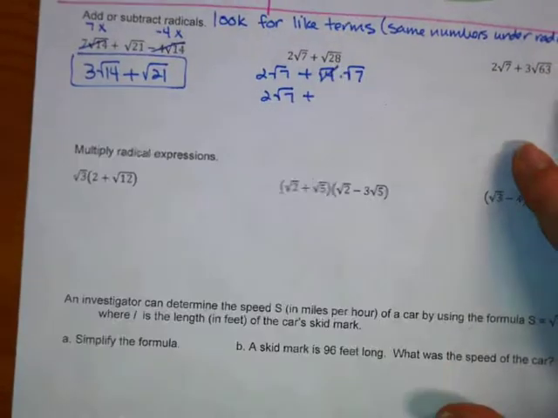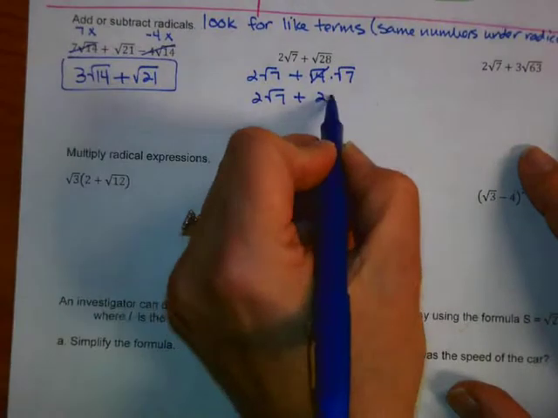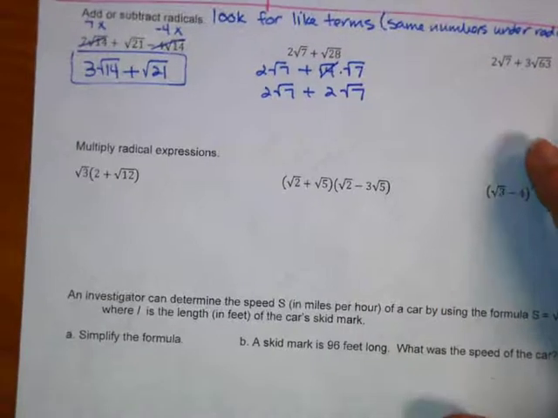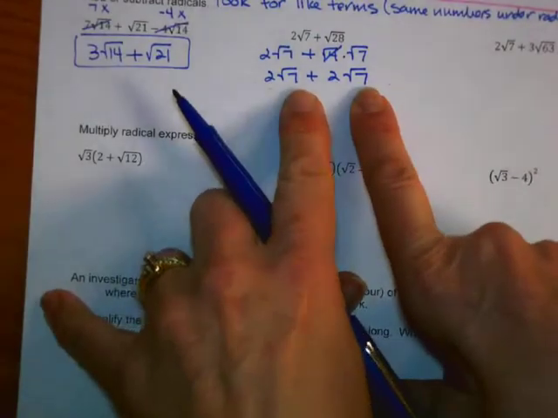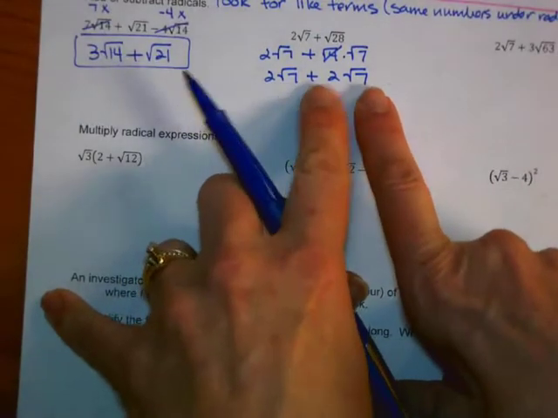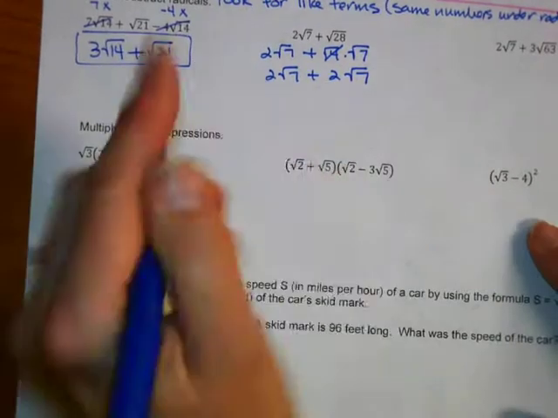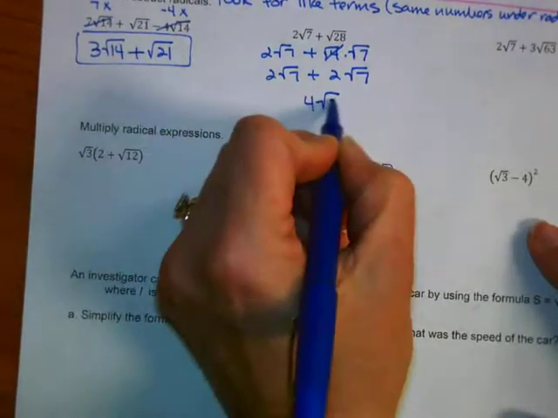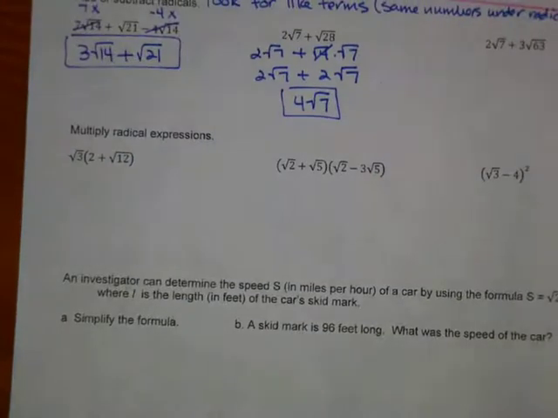What happens here? What's the square root of 4? 2. Oh, isn't that nifty? Look what happened. Now I have like terms. I have 2 square root of 7s plus 2 square root of 7s. How many total square root of 7s do I have? And I'm done. Your goal is to try and get like terms.